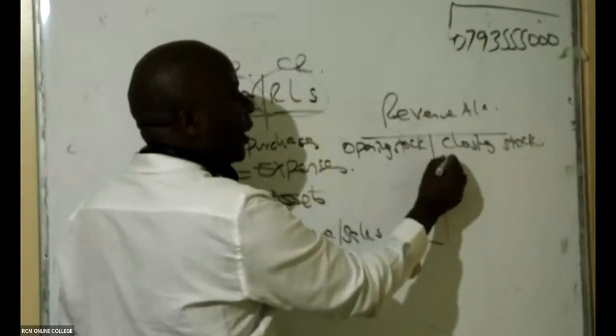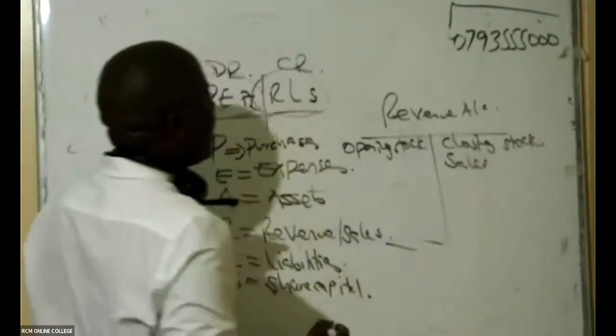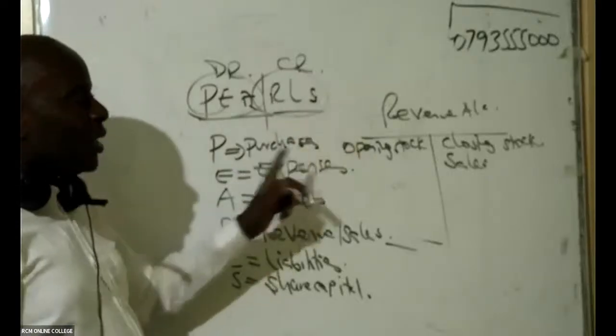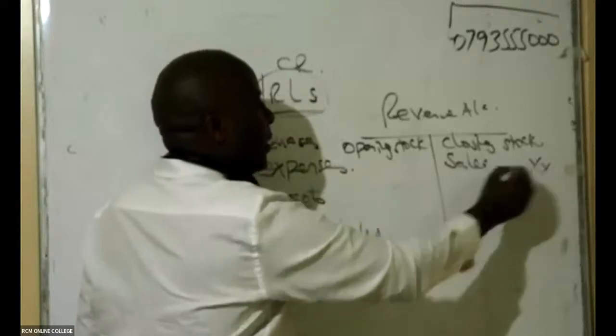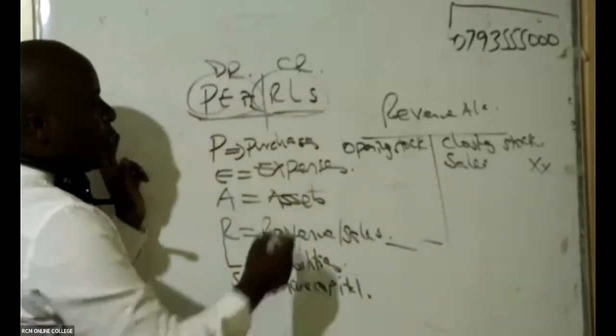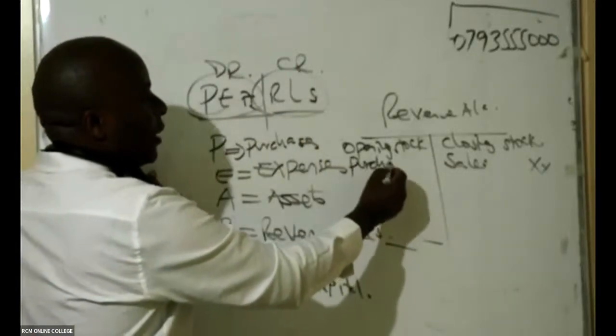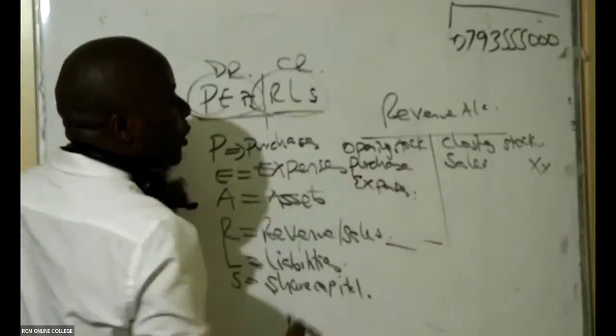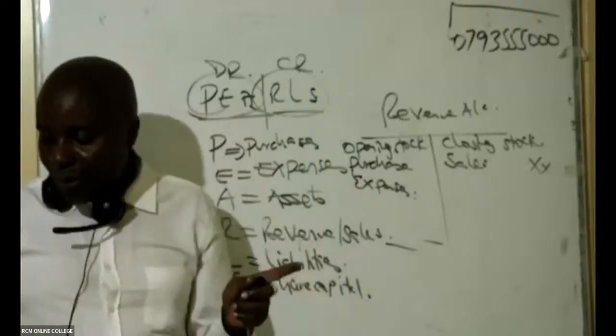On the credit side, we have sales. You see, sales is the same as revenue, and we are crediting it here. On the debit side, we have purchases, so purchases we are debiting. And if there are any expenses, we shall always be debiting.